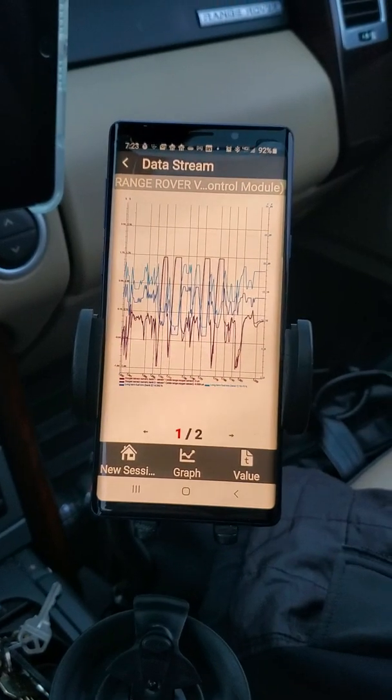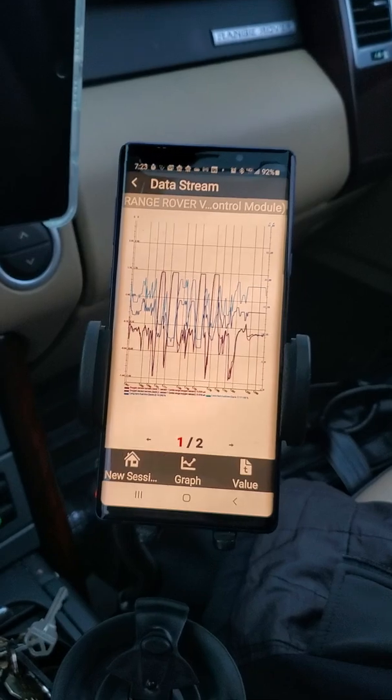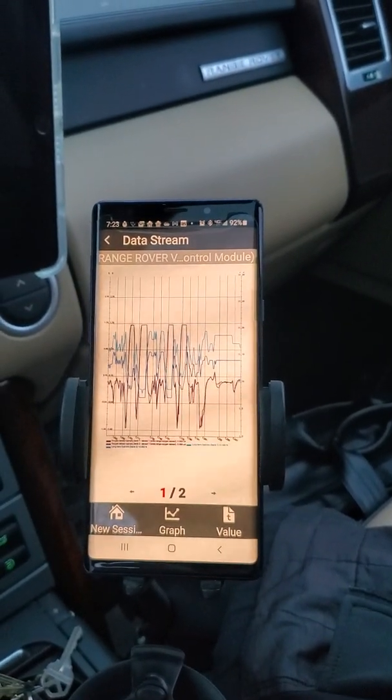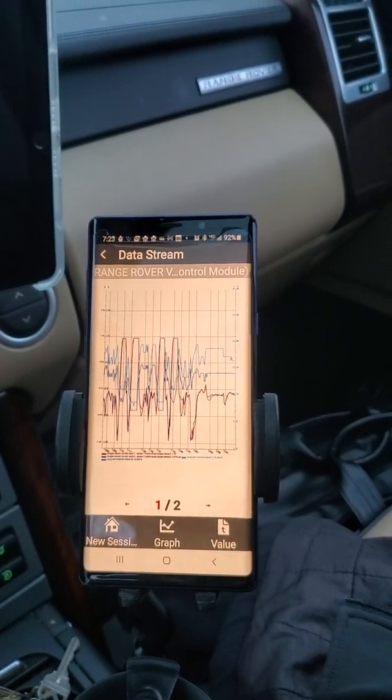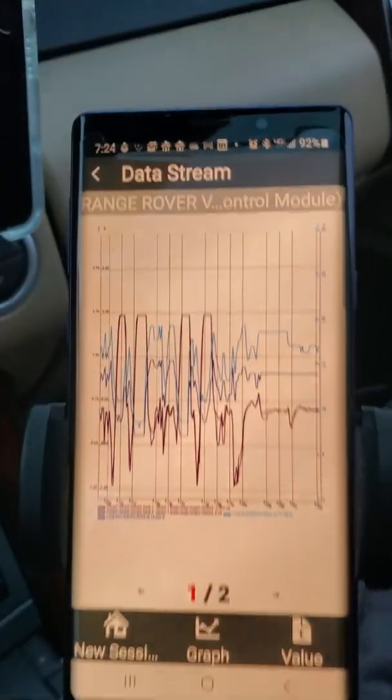Here I just pulled over to the side on the highway. Car's at idle. You can see how everything is kind of evening out. Those were the different values prior to me stopping the vehicle.